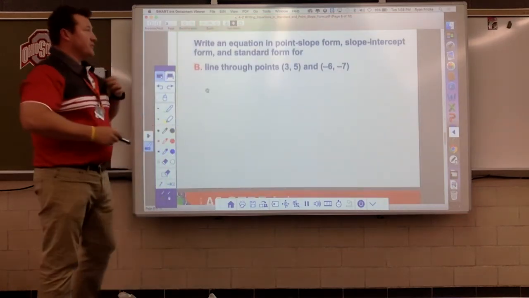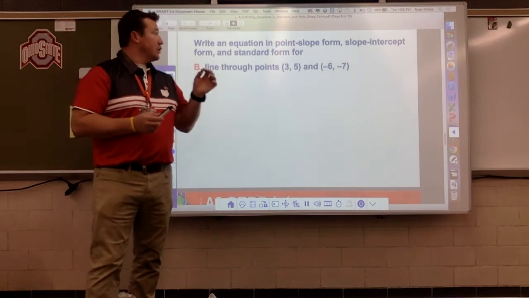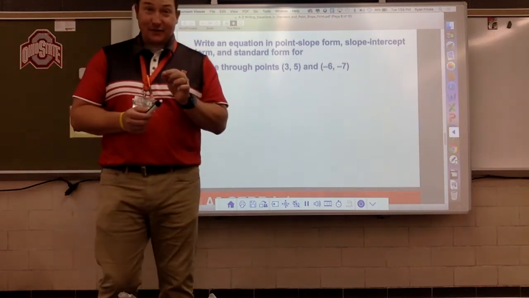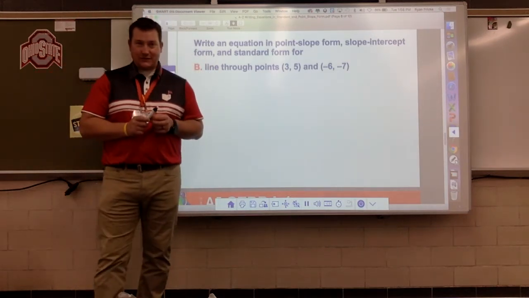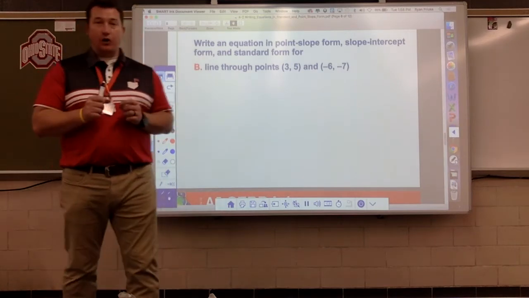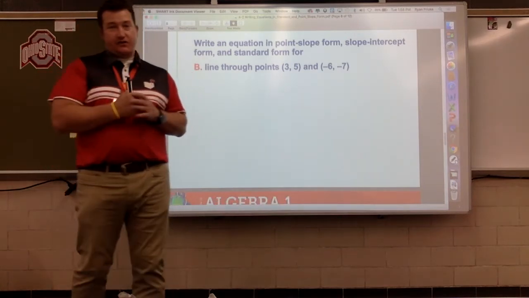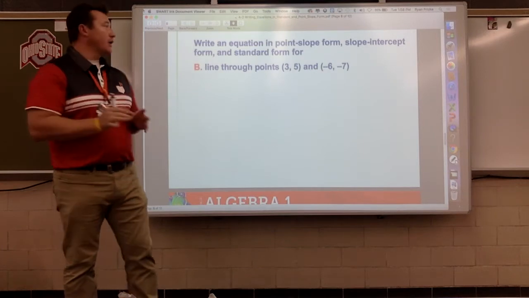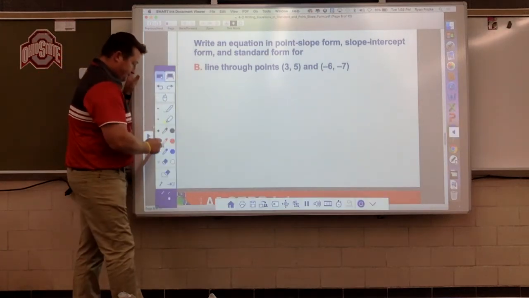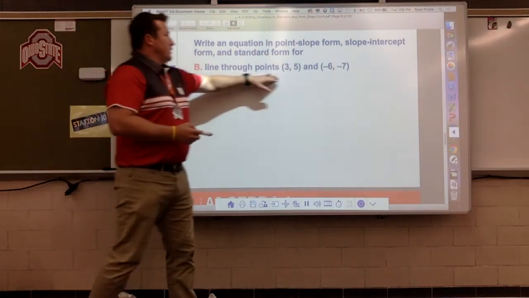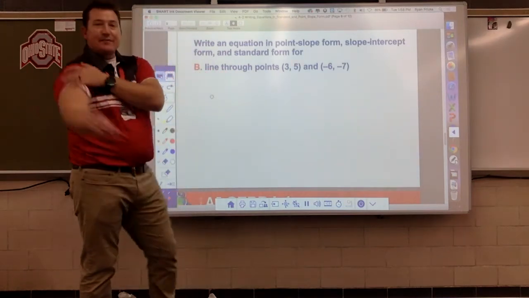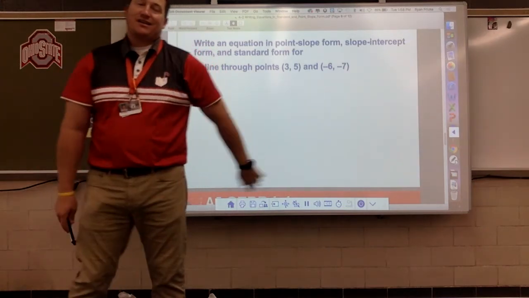Write an equation in point slope. Whoa. Slope-intercept and standard form. Wowzers. Okay. This is where point slope comes through in the clutch for us, okay? This is where this one is great. Okay. Come on. They didn't give me slope on this one.